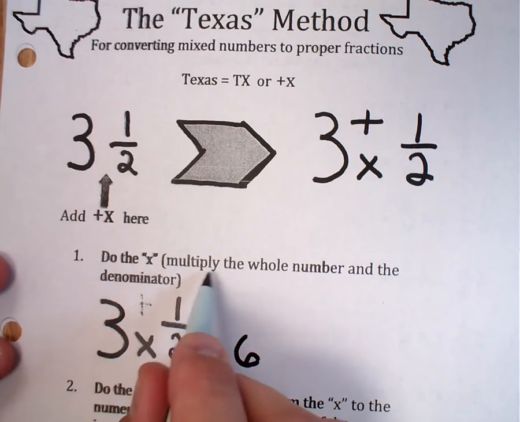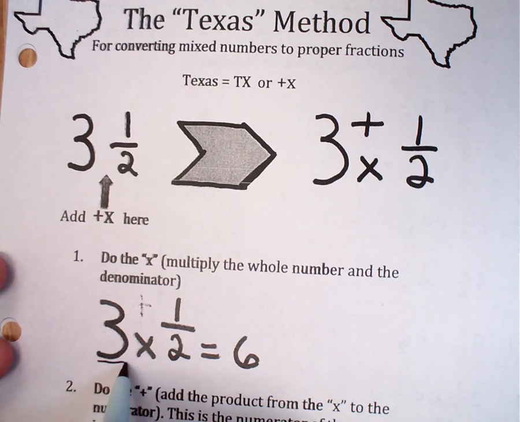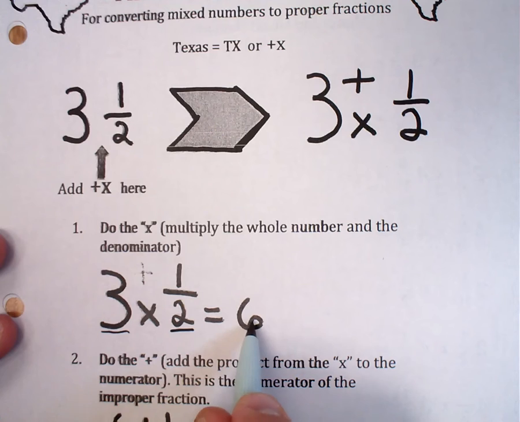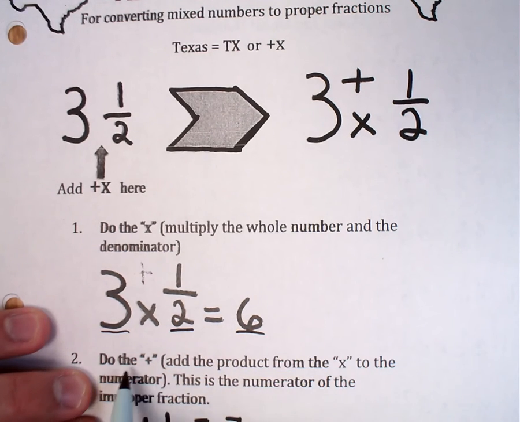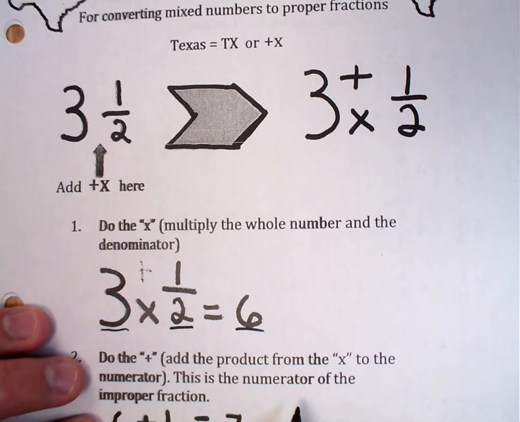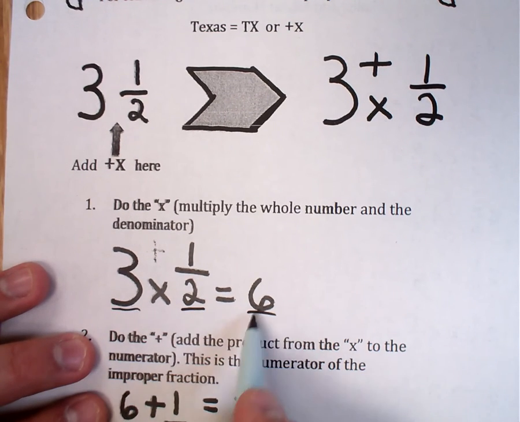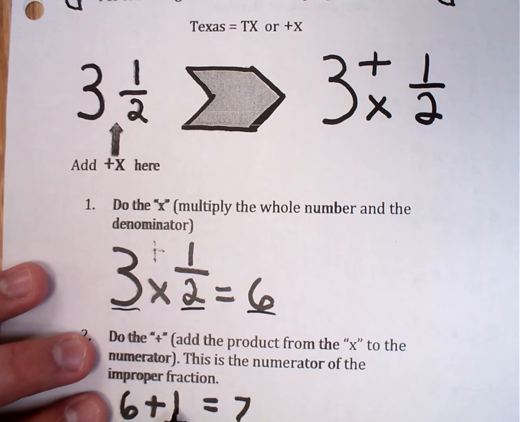Do the x: multiply the whole number and the denominator. Here's the whole number, the denominator, let's multiply them. 3 times 2 gives you 6. Once you have that 6, you then do the t part, which is adding the product from the x to the numerator. This is the numerator. So our original 6 that we got by multiplying, add it to the numerator on the top, the 1, and that is going to equal 7.